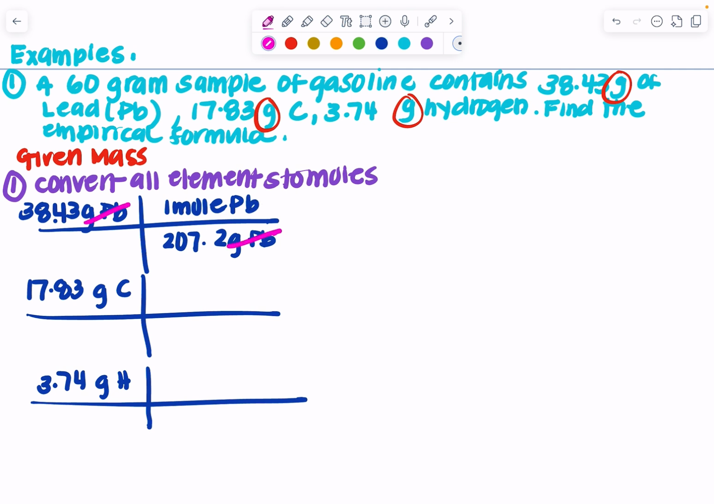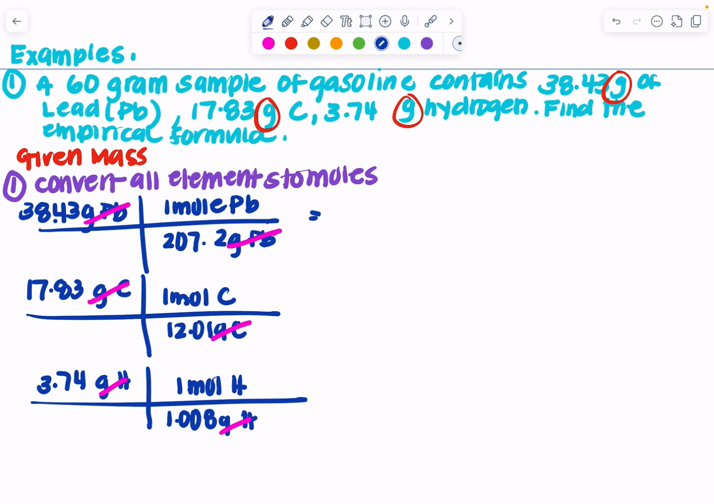We know that 1 mole of carbon is 12.01 grams of carbon. You can look that up on the periodic table. And again, the reason that the moles are on the top is because we want to cancel grams of carbon. And then, of course, hydrogen is 1.008 grams of hydrogen, and that equals 1 mole of hydrogen. And again, grams cancel, we want to go into moles, so moles has to be on the top.